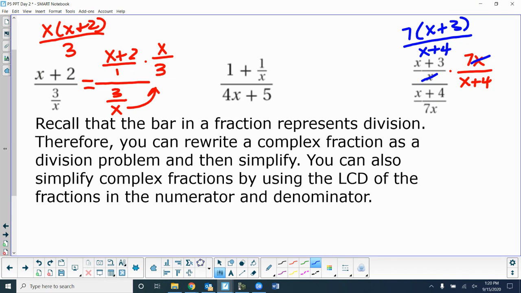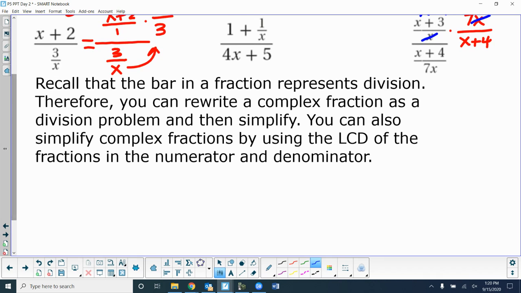Those two make sense? For this first one, it didn't look like a fraction, so just put it over 1 to make it look like a fraction and multiply by the reciprocal. These are already fractions, so just multiply by the reciprocal. This one's a little bit different. All right? So we got 1 plus 1 over x, over 4x plus 5, and we can write that over 1 to make it a fraction.